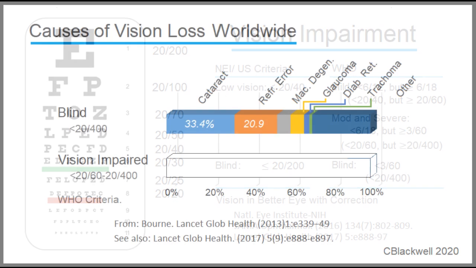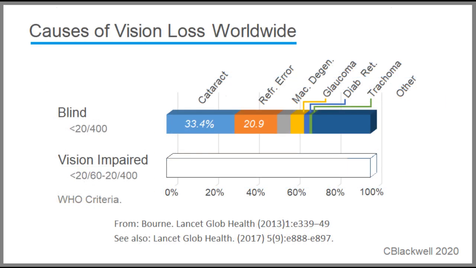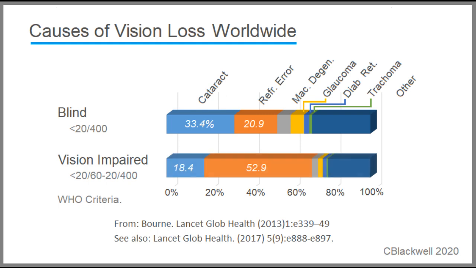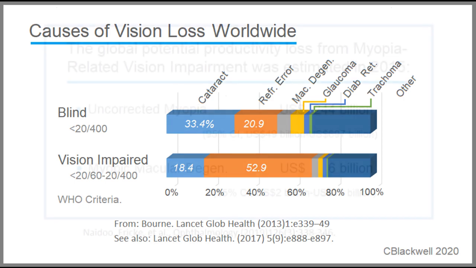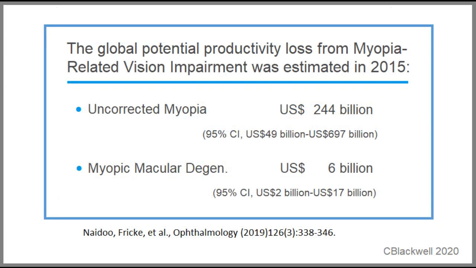In 2013, the leading cause of blindness worldwide was cataract, and not far behind, uncorrected refractive error, which means myopes without distance glasses and presbyopes without reading glasses. Regarding moderate to severe vision impairment, uncorrected refractive error accounted for a little more than half. Such reduced vision impacts people's daily lives, like school performance and job productivity.